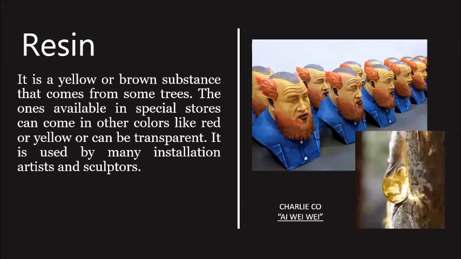So next we have the resin. Class A resin is a thick, sticky substance that is produced by some trees and that becomes yellow and hard after it is collected, or any of various similar substances produced by chemical process for industry is called the resin. Example of resin we have there, this was created by Charlie Coe, entitled Ai Weiwei.